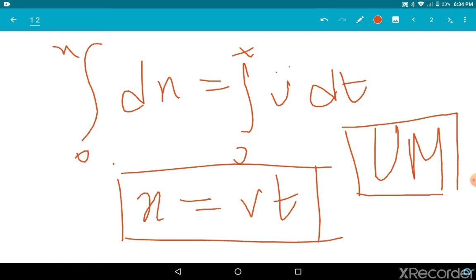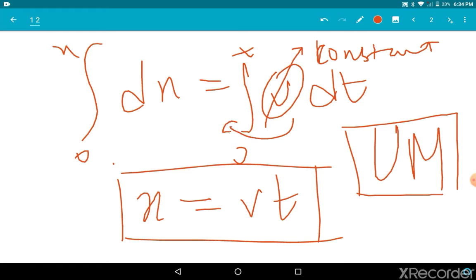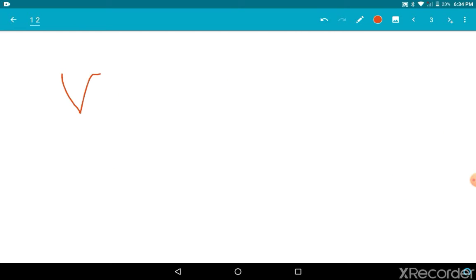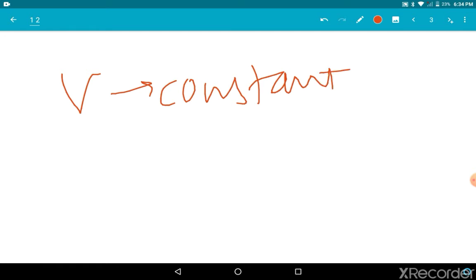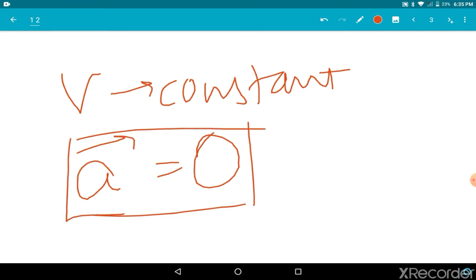motion, because see, v is constant all the time. So I can take out the v, and then dt is just t, so x equals vt. Okay, so the main logic is that v should be constant. V can be speed or velocity. If you are taking distance or displacement, depends on you. If v is constant, that implies acceleration is 0. This is uniform motion. Acceleration is 0.